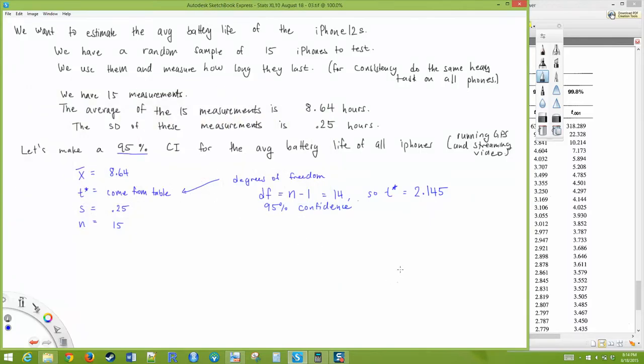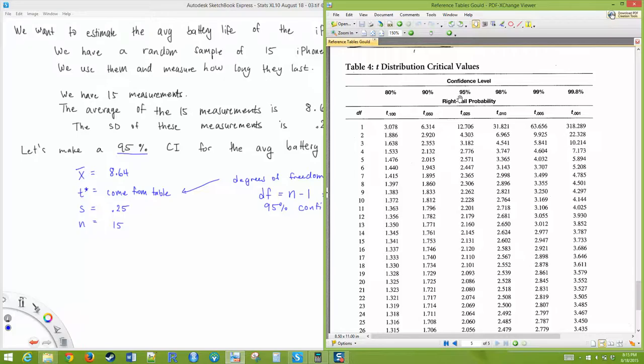Can you just show that again, Professor? Yeah, so you're okay with degrees of freedom being 14, right? Yes. Okay, and it says I want to make a 95% confidence interval. Right. So I go to my table and I go to the column that says confidence level 95%, and I go down to the row where DF says 14, okay? And then I have 2.145.